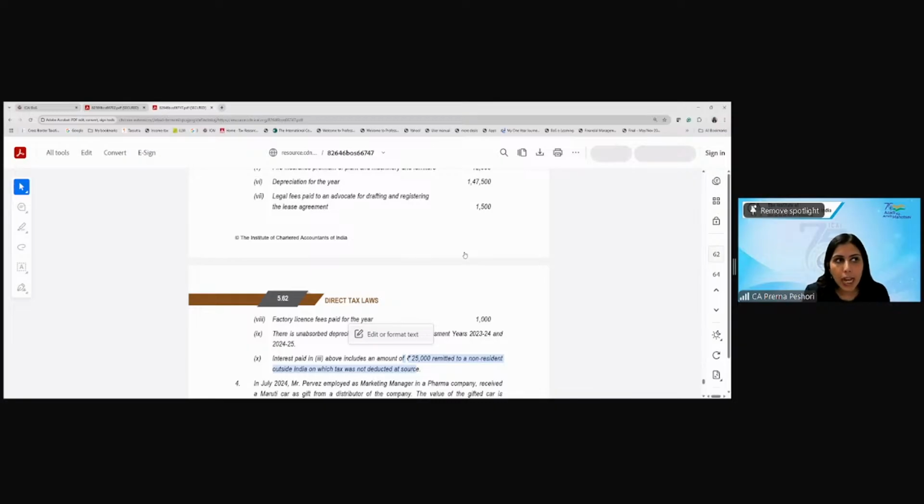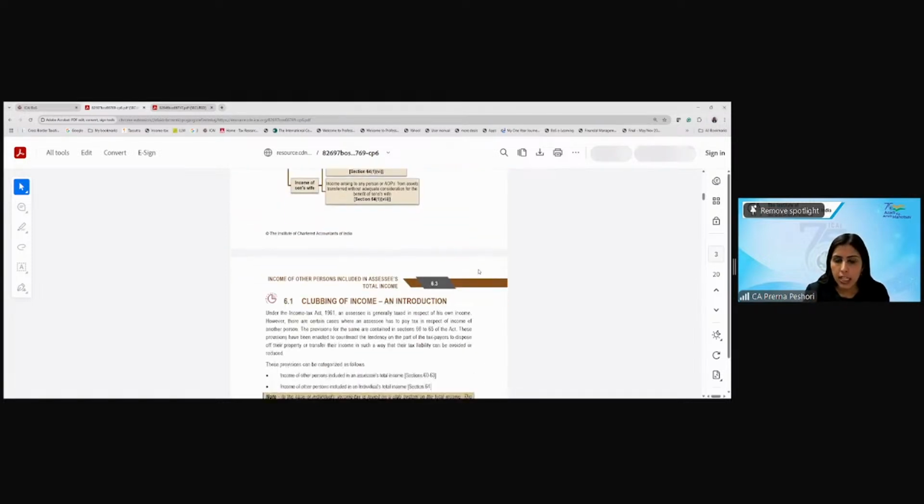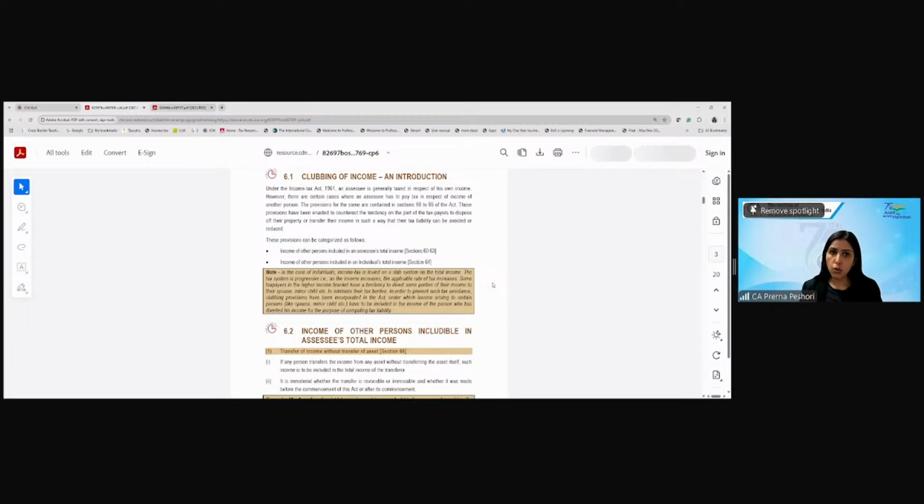So first we'll quickly recap the clubbing of income. In case of clubbing of income, we have these sections. Now, what do we mean by clubbing of income? This is an anti-abuse provision where a taxpayer is diverting his income to somebody else. So clubbing of income is a specific anti-avoidance regulation, so that if it is my income which gets transferred to somebody else, then these provisions kick in and my income will get clubbed in my hands.